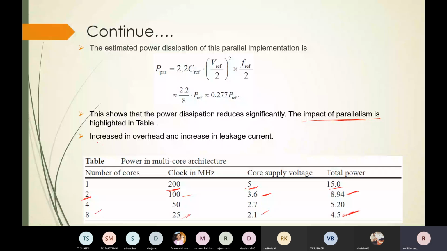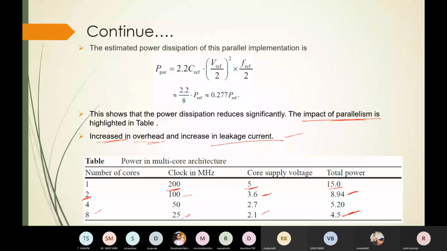Okay, but if you see the drawbacks, there is an area overhead, because we are increasing the number of blocks, and the wires will increase and the mux circuits will increase. It also increases the leakage, because the one block that is in operation consumes dynamic power, but the other blocks that are in the idle stage will consume leakage. So two drawbacks are there in this parallelism.